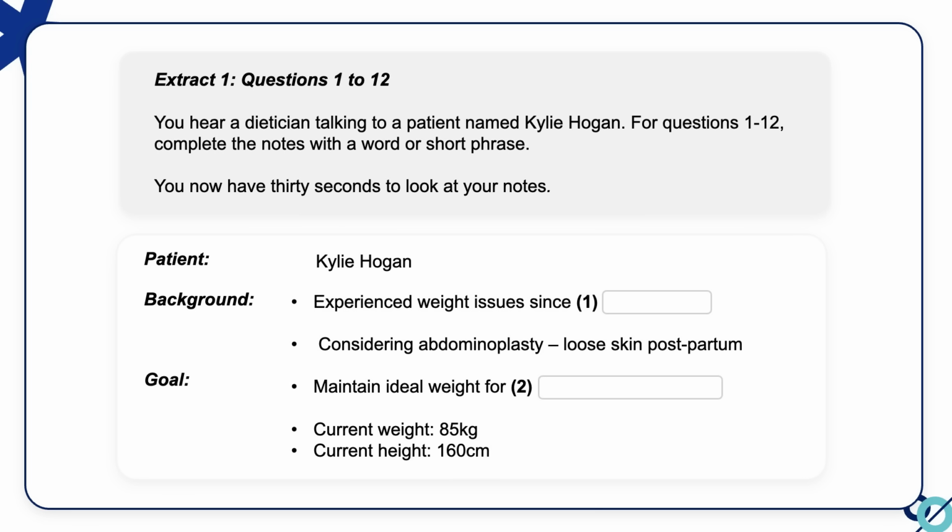She also said that a lot of people consider surgery after losing the weight, as long as they can maintain it. Okay, and do you have an idea of what your ideal weight should be? To be honest, I don't. I'm only 160 centimetres tall and I'm about 85 kilos. I know that's considered quite overweight, but as I've said, I've struggled with it for a long time.